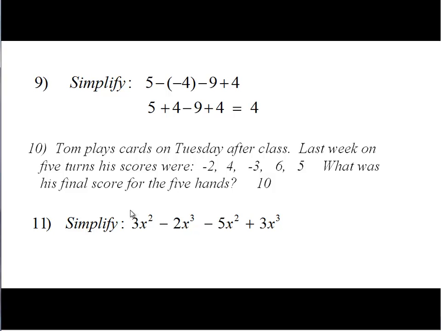Okay, simplifying. I'm going to take my squares, the 3 and the -5, put them together. Take what's left, the 2x cubed and the 3x cubed, put them together. Then I combine the fronts. 3 minus 5 is -2. -2 plus 3, or 3 minus 2, makes 1.